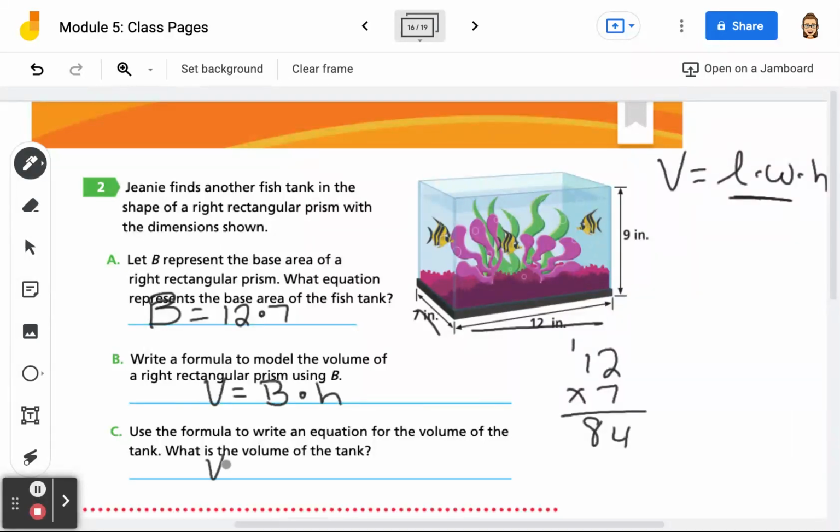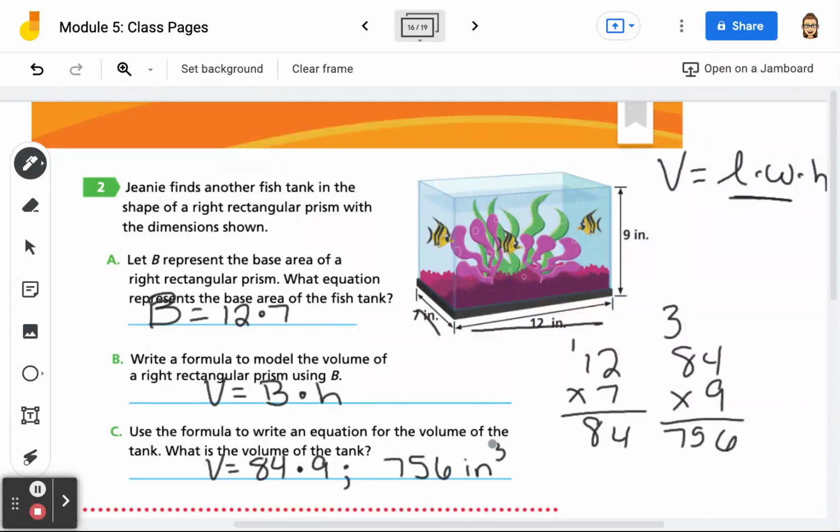So we're going to say volume equals 84 times 9. And if we do that, 84 times 9. 9 times 4 is 36. 9 times 8 is 72, plus 3 is 75. So we get 756 inches cubed.